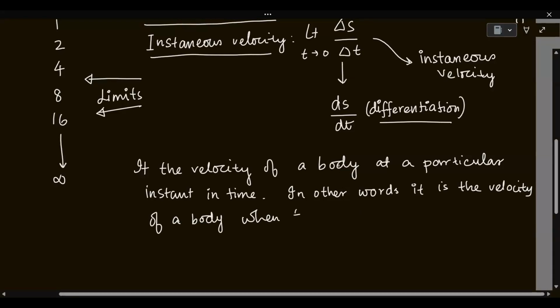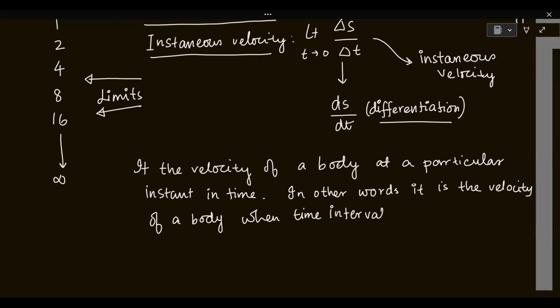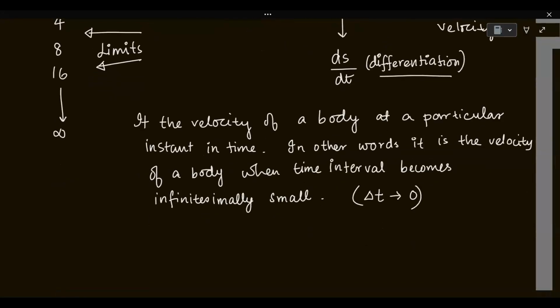Or I should say when the time interval becomes infinitesimally small, or delta t tends to zero. Okay, and then write down the formula like this. Instantaneous velocity is equal to limit delta t tends to zero, delta s by delta t, which is again equal to ds by dt.